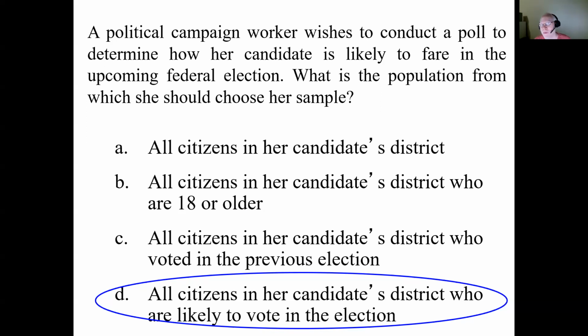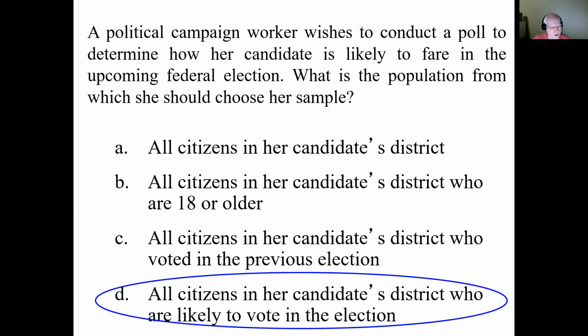But remember, beforehand, we don't necessarily know. The trick for choosing between B, C, and D is that before an election, we don't know. We know everyone who's eligible to vote. We don't know who's going to vote. And that's why I said this one's a trickier question. So A is clearly not a great option because all citizens includes many people who are not eligible to vote. So that's clearly not the right population of voters.